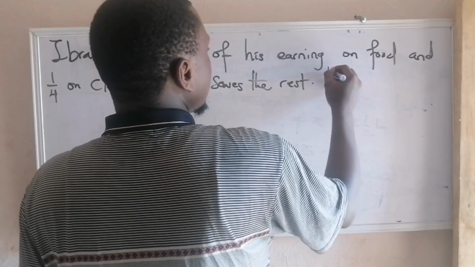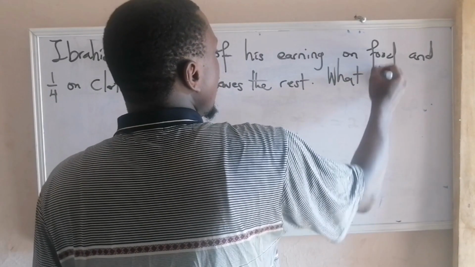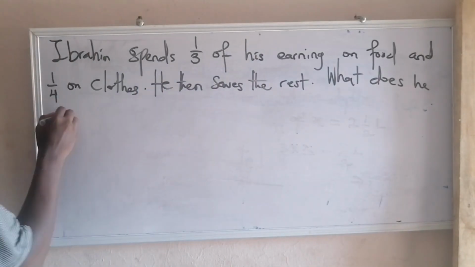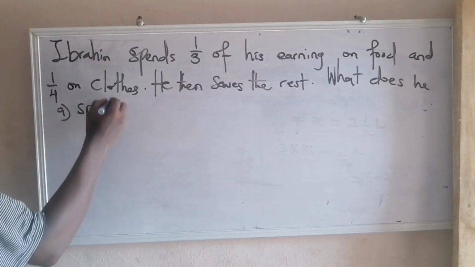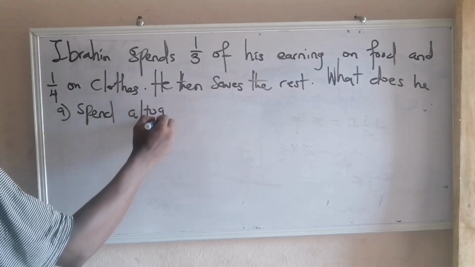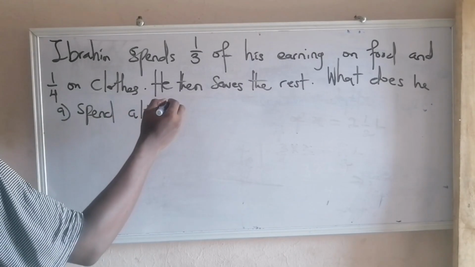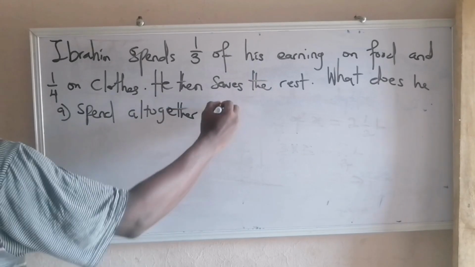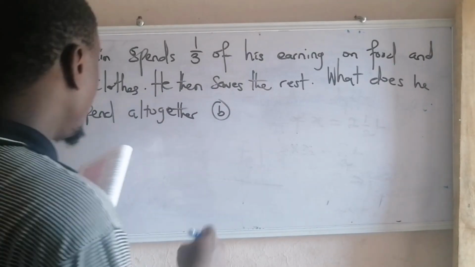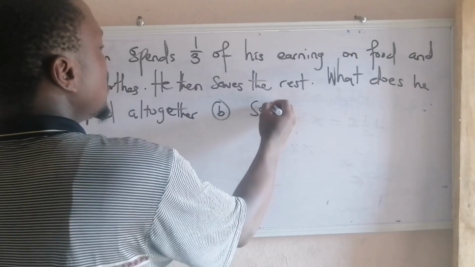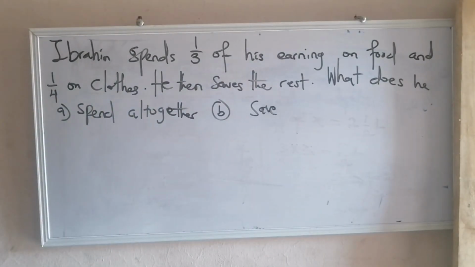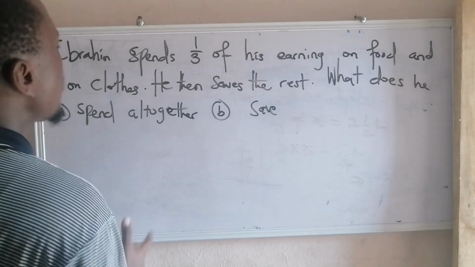Now, our question is this. What does he spend altogether? Now we're going to deal with that first question. Ibrahim spends 1/3 of his earning on food and 1/4 on clothes. So he spent 1/3 and 1/4 on clothes.